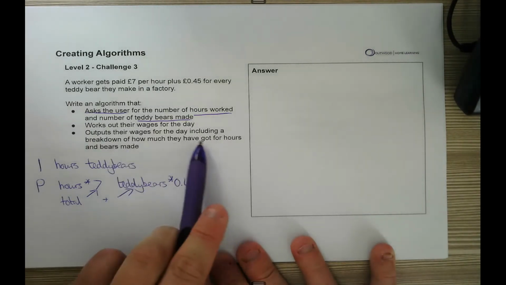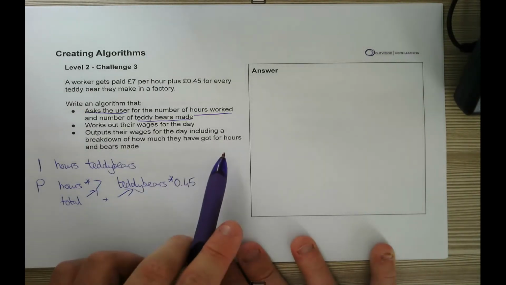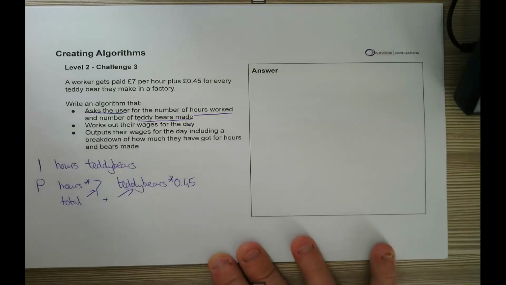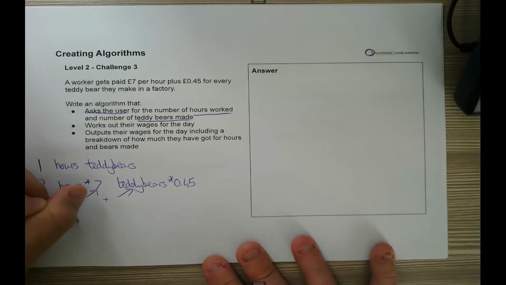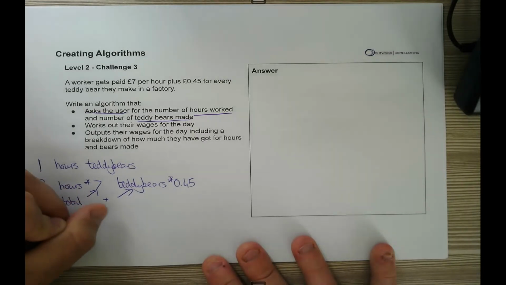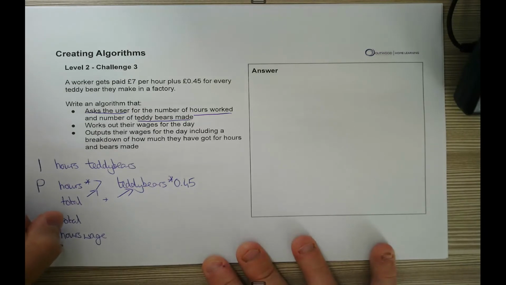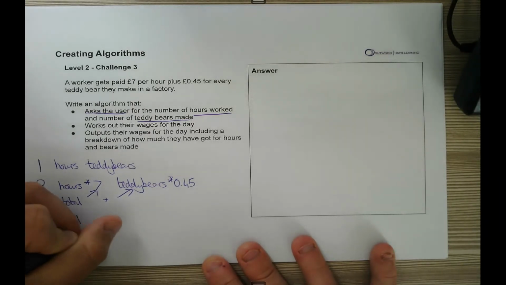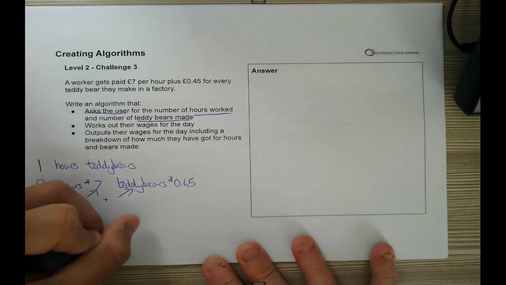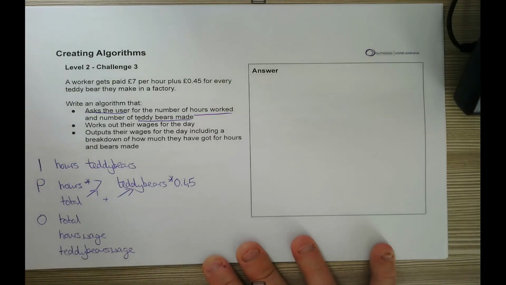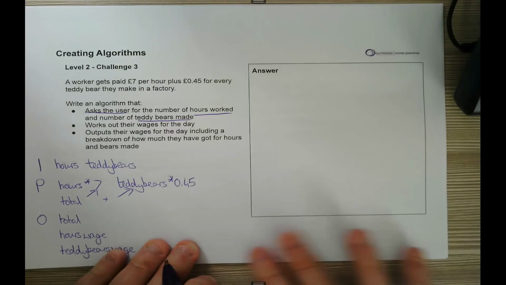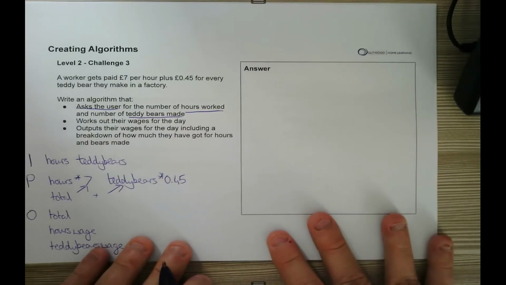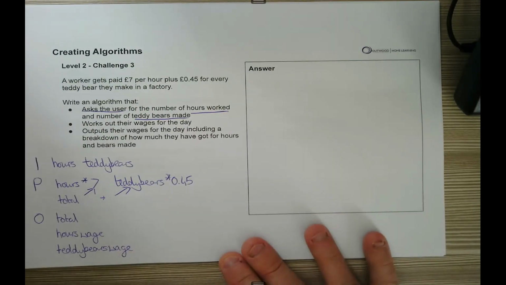Now it says output their wages for a day, including a breakdown of how much they've got for hours and how much they've got for bears made. So we need to output the total, we need to output the hours wage, and we also need to output the teddy bears wage, sorry. So there's 3 things we need to output here. Okay, so now let's have a look at how this looks in practice.